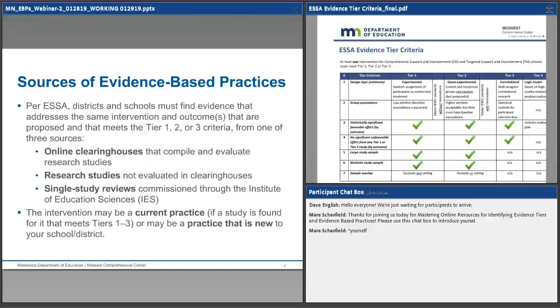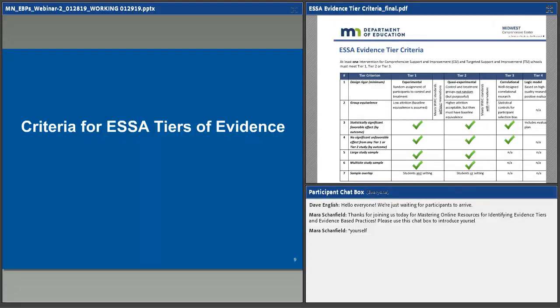To that point, I do want to mention that we're going to be discussing the MERS early warning system a little bit later in part 1, because we know that it's a current practice you guys have been using, and the Minnesota Department of Education is going to address how that aligns with the tiers. So we'll get to that in a little bit.